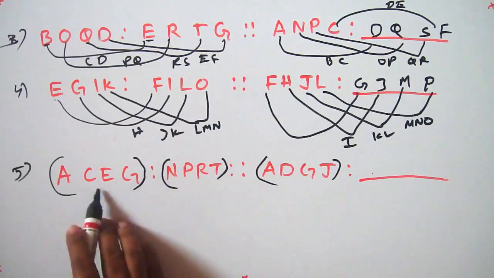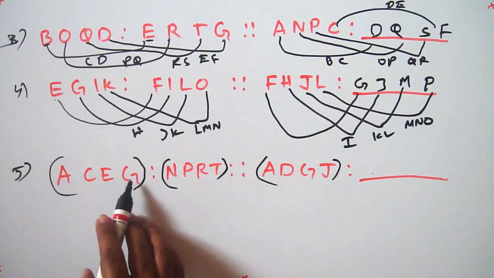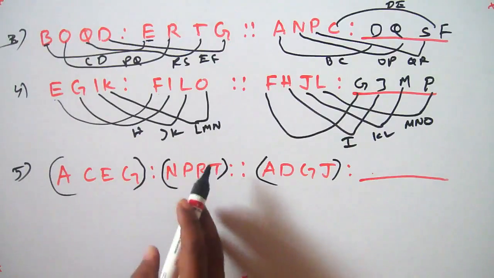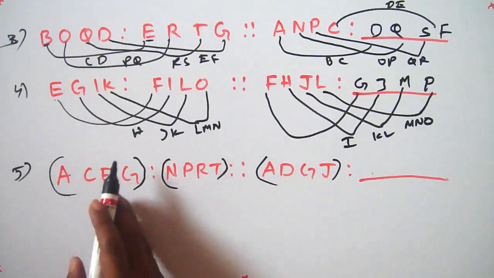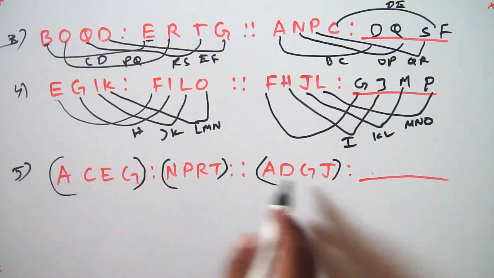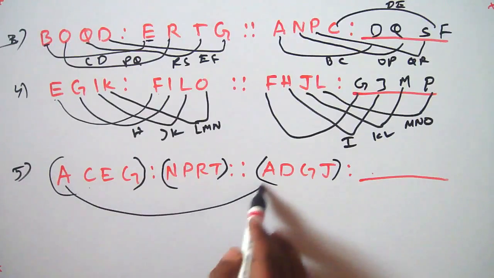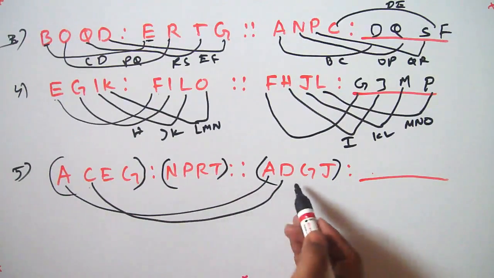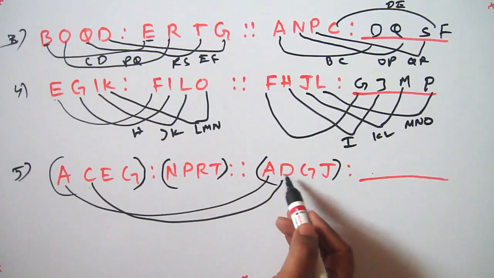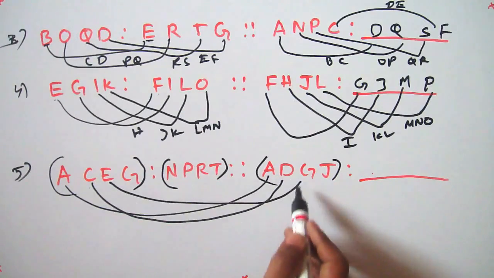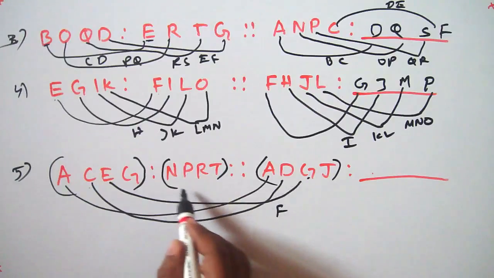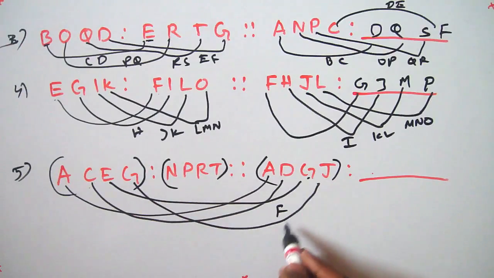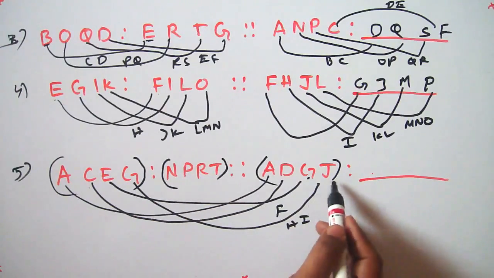See, you can't form any relation between A, C, E, G and N, P, R, T. It is way far away from A, C, E, G. If you see this set and this set, see, friends, A it is like A only. C, the next letter of C is D. E, F is left, G is here. G, H, I is left, and J is here.